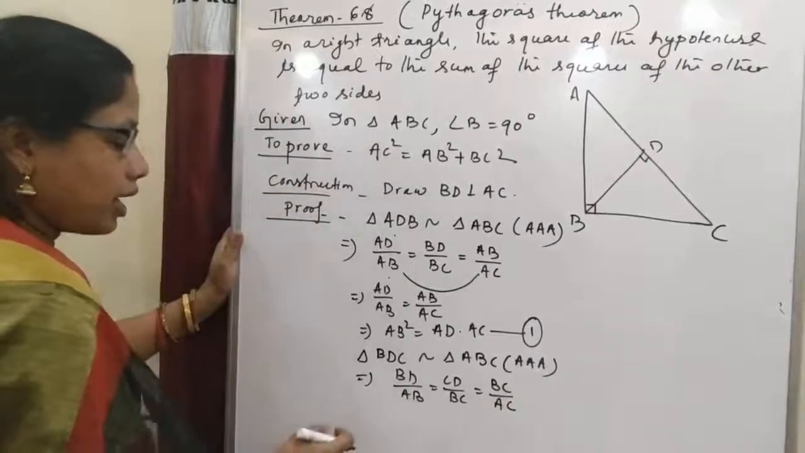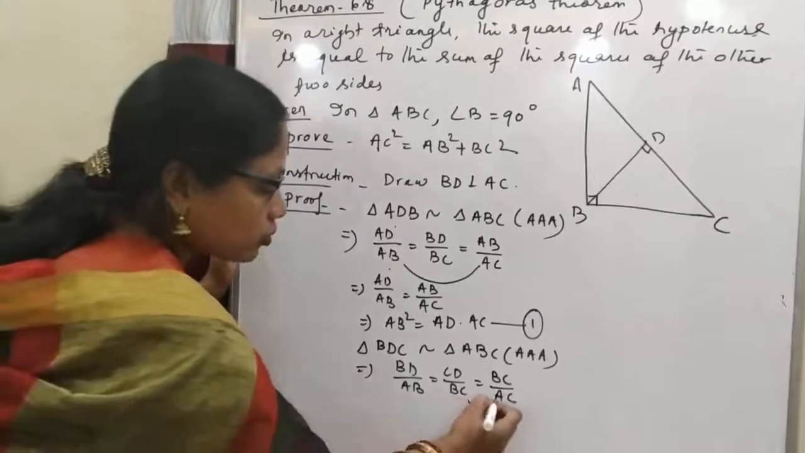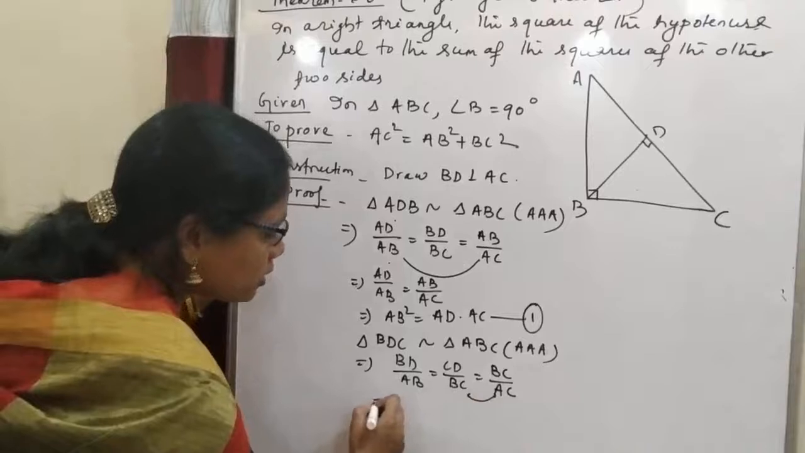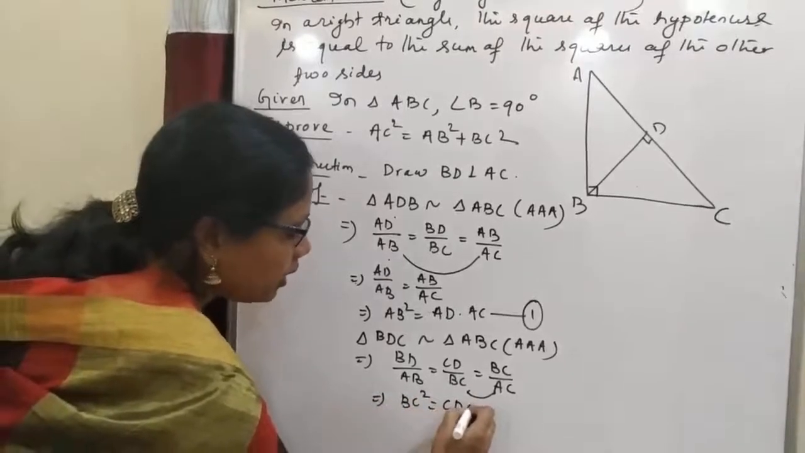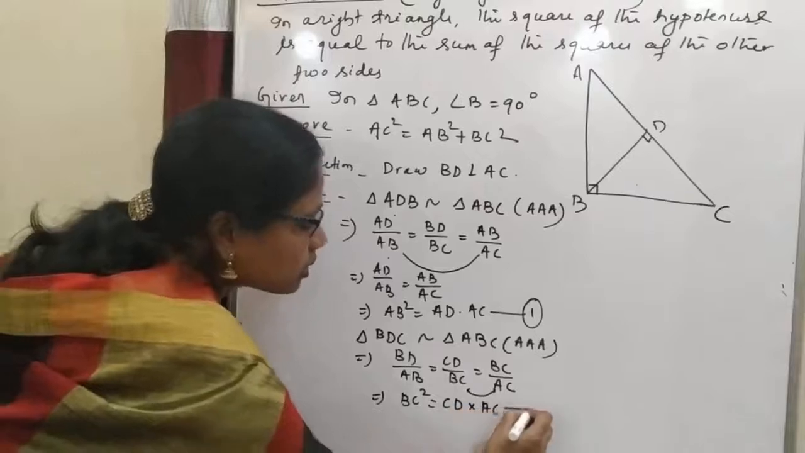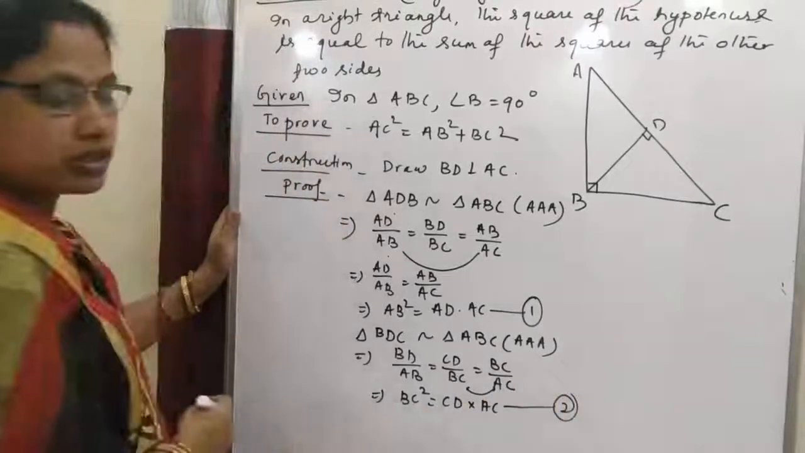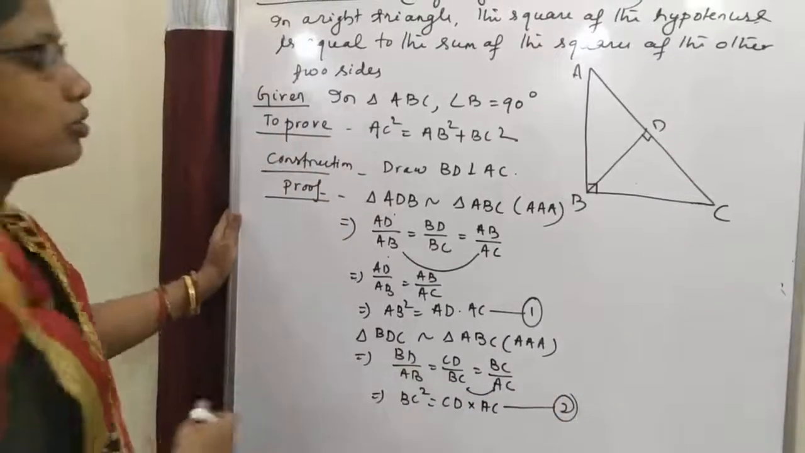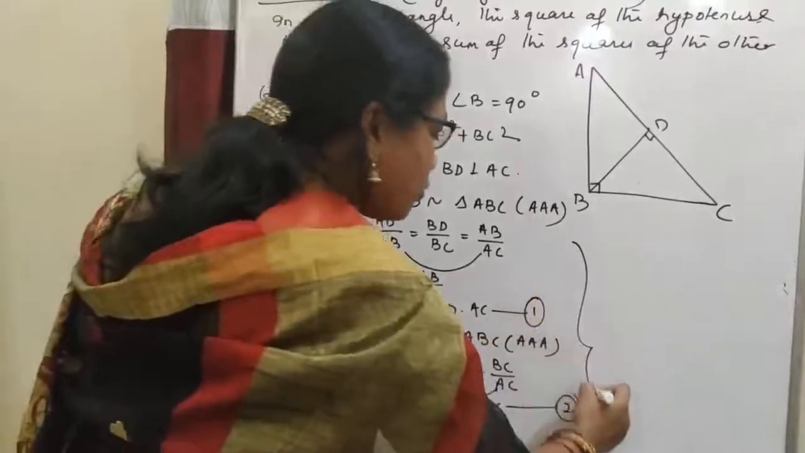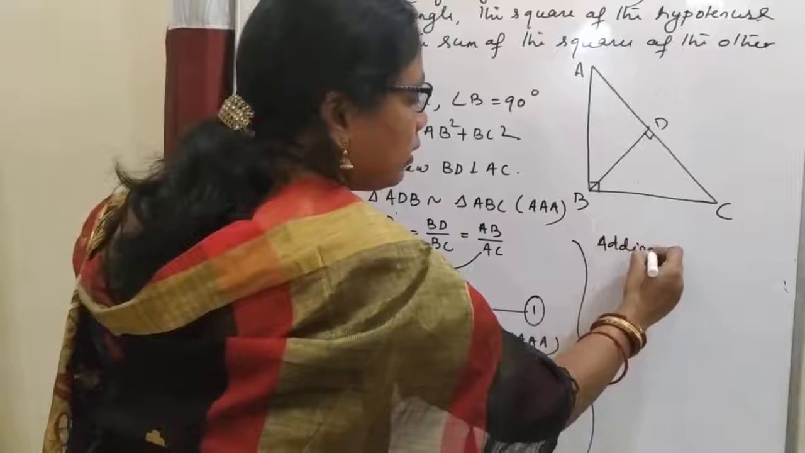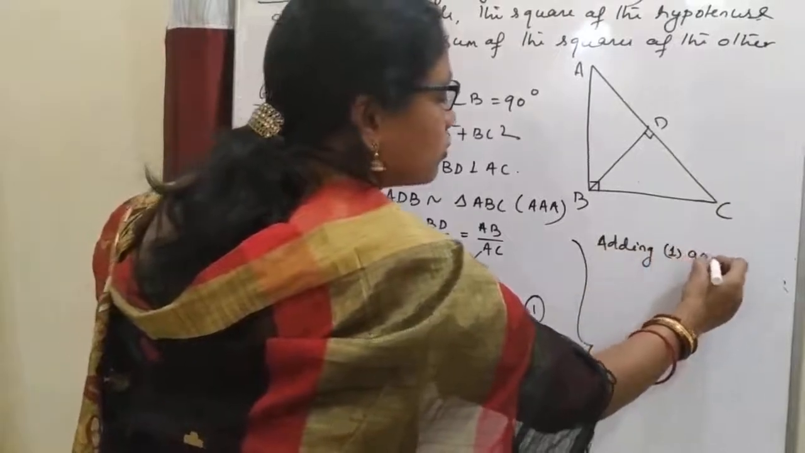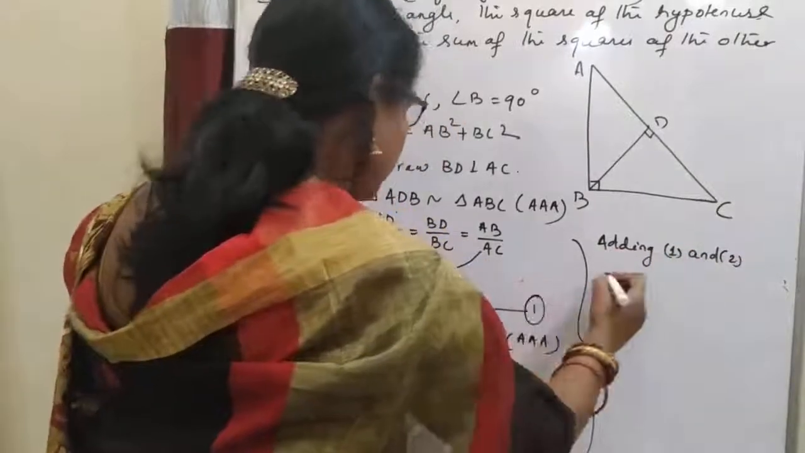So here I have to take these two. So this implies BC square is equal to CD multiplied with AC. So this is our equation 2. So add 1 and 2. Adding 1 and 2, what we got?